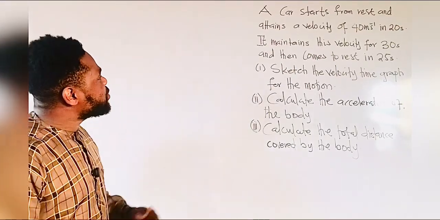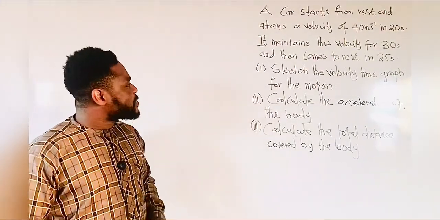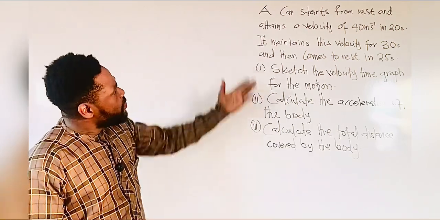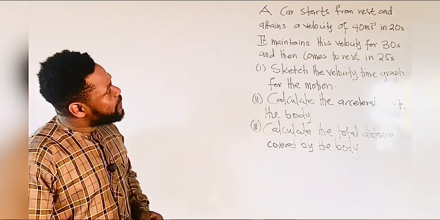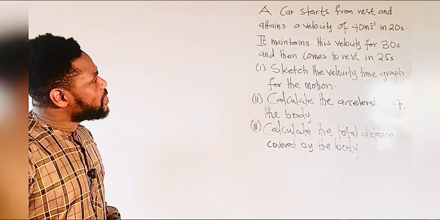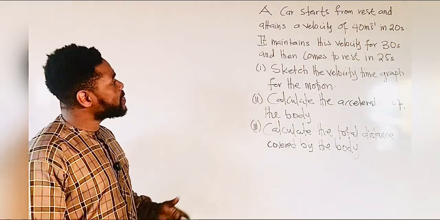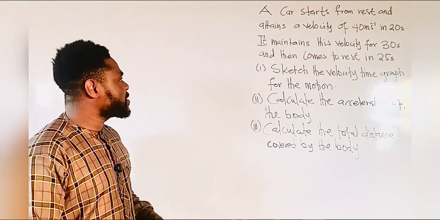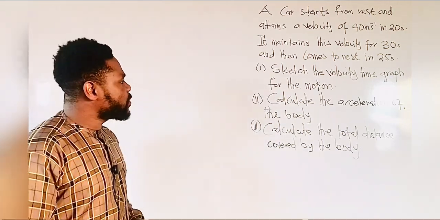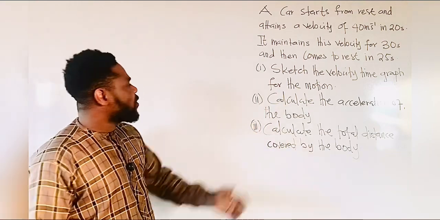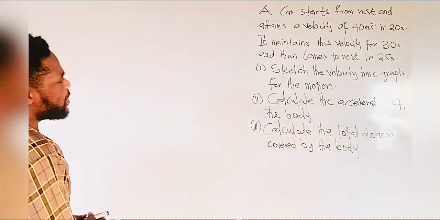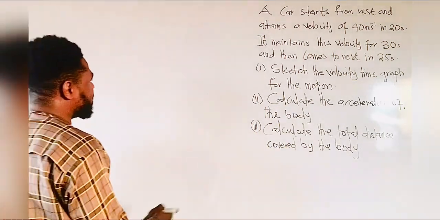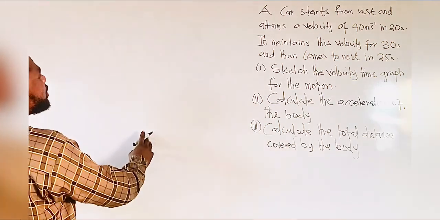Alright, today we want to look at how we can answer this question on the board. We have been told that a car starts from rest and attains a velocity of 40 meters per second in 20 seconds. It maintains this velocity for 30 seconds and then comes to rest in 25 seconds. First of all, we have been asked to sketch the velocity time graph for the motion. And how can we do that?